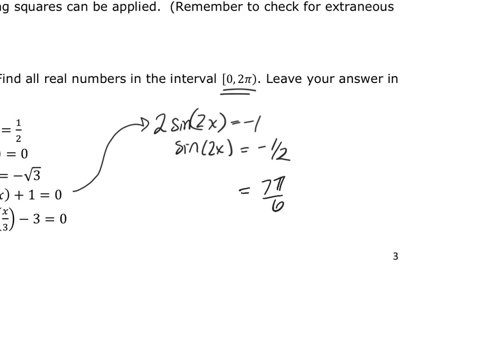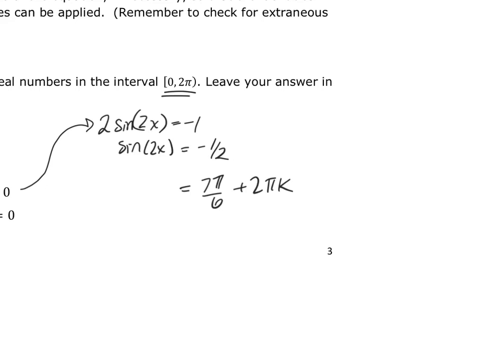7 pi over 6. 11 pi over 6. Now, I'm ignoring that 2x. I am not, because I love myself, I am not going to do the double angle for that. If I introduce the double angle, then I'm introducing both sine and cosine. Terribly difficult to solve when I have sine and cosine. So I'm going to set this 2x equal to those two angles. And that's how I avoid doing the double angle.